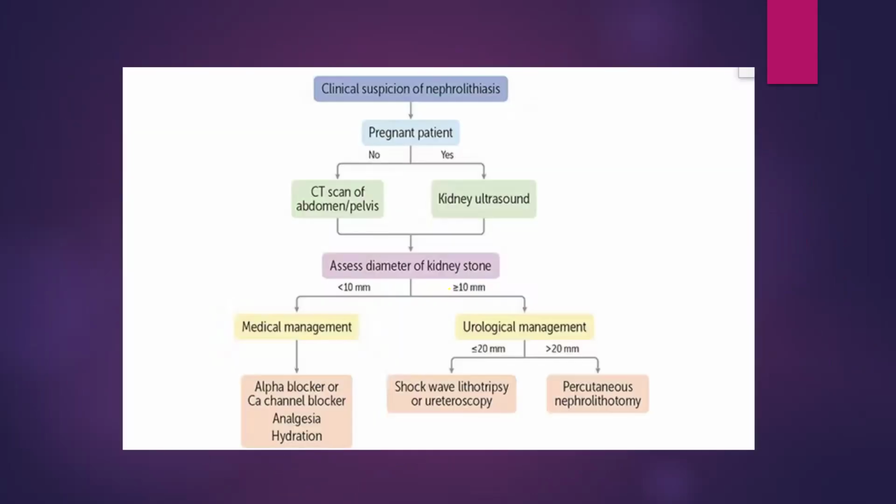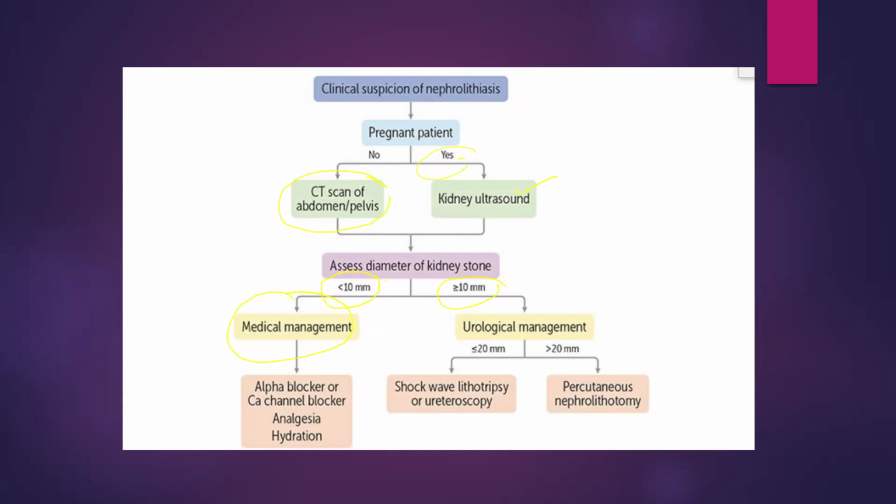So this is an algorithm for kidney stones. For a pregnant patient, if yes, do an ultrasound. If not, do a non-contrast CT scan of the abdomen and pelvis. The size is very important. If the size is less than 10 millimeters, we go toward medical management. If the size is more than 10 millimeters, surgical intervention is needed.